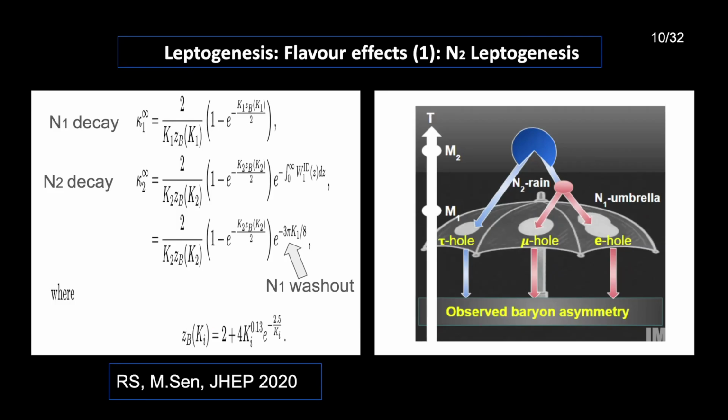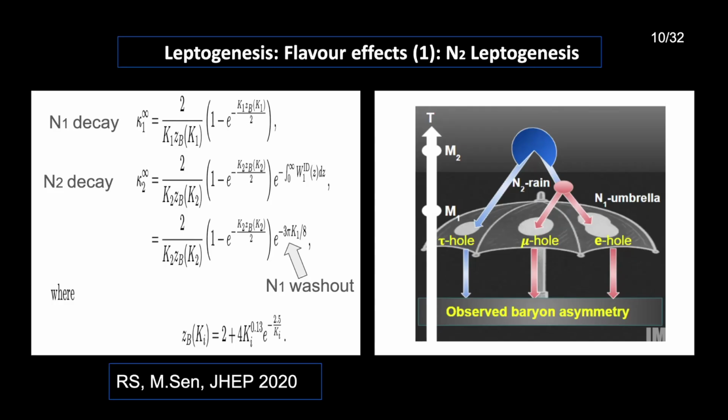But once you include the flavor effect, this K1 gets reduced, and you can also have N2 leptogenesis scenario in addition to N1. What happens once you include flavor effect is that you can produce lepton asymmetry from N2, and then you create flavor holes at the scale of N1, because N1 washout was the main antagonist that was basically blocking the N2 leptogenesis scenario, and then you can generate the observed baryon asymmetry.